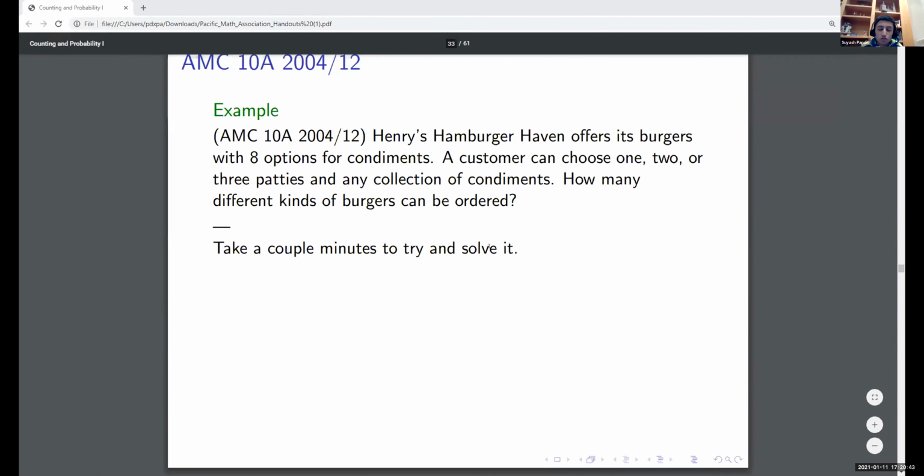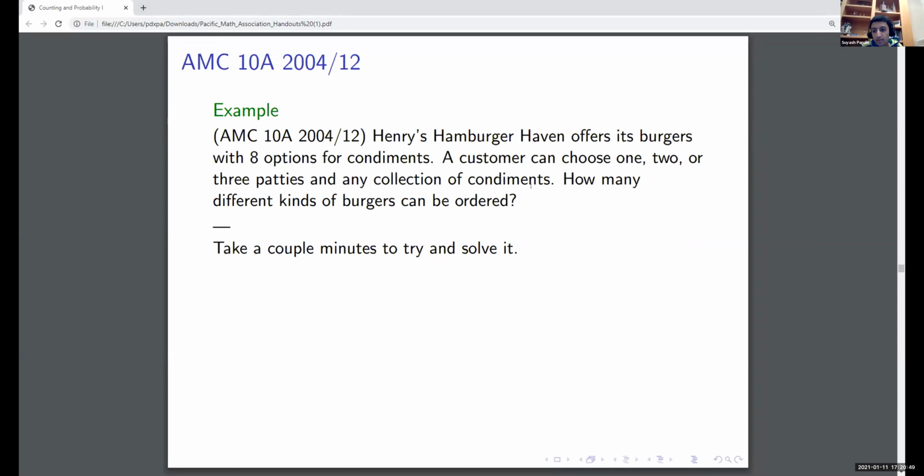So first, you need to figure out how many ways you can choose a collection of condiments. So, think about this. You have 8 options for condiments, and for each condiment, you can either include it or not include it. That's 2 options. So, how many ways do you think you can choose condiments? Either just say it out loud or drop it in the chat.